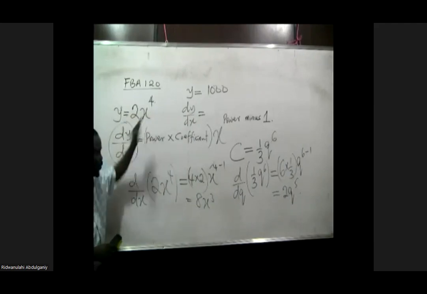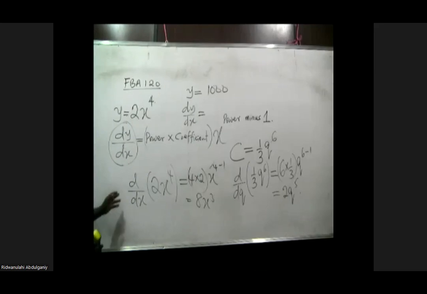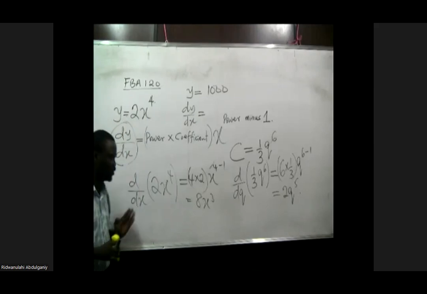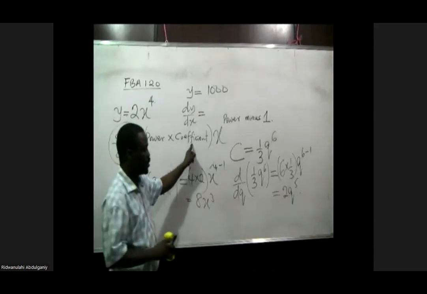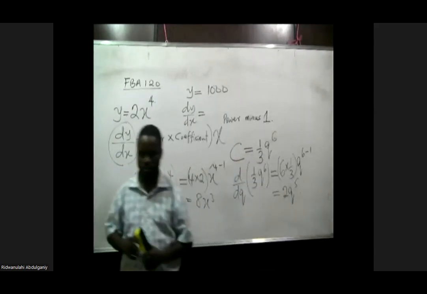Y equals to this. Then d/dx, if I don't want to write it this way, I'll just say, what is d/dx of this? You are still using your formula: power multiplied by coefficient, power minus 1.